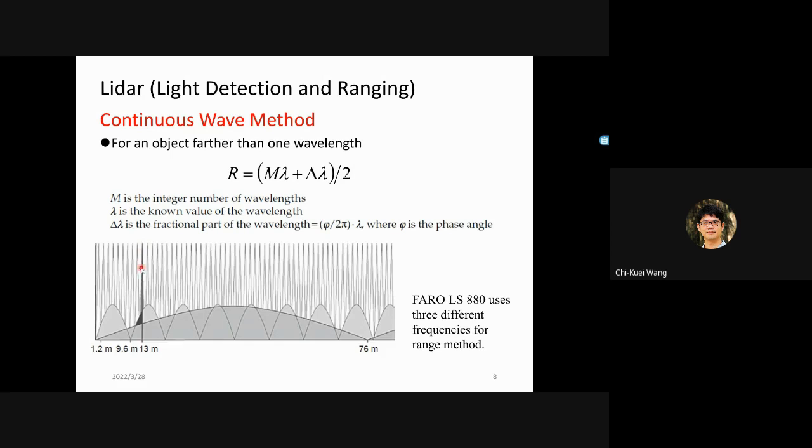There's a thing I didn't say: the longer the wavelength, the worse the ranging accuracy you have. That's why we want to have a shorter wavelength to achieve better ranging accuracy.